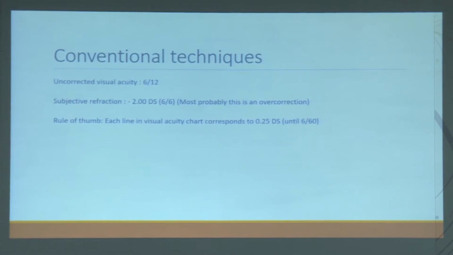So if your optometrist brings you a prescription saying that the uncorrected visual acuity of the patient is 6/12 and it is 6 minus 2 sphere, obviously you know that it is a wrong prescription. And the rule of thumb, it may not be correct in all situations, but usually what happens is for each line of improvement, the power would be something like 0.25 diopters.